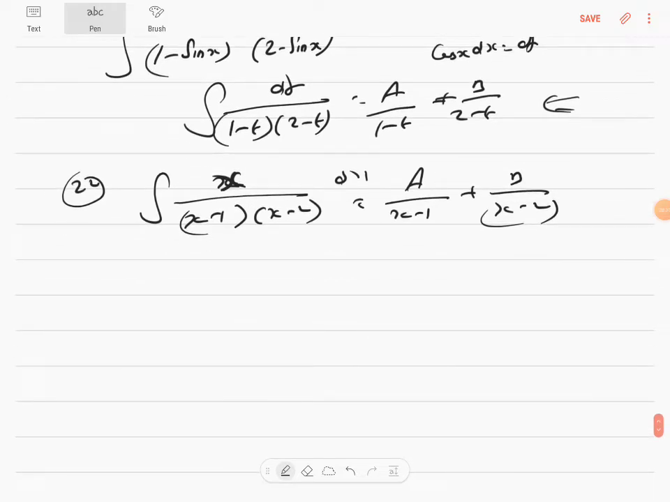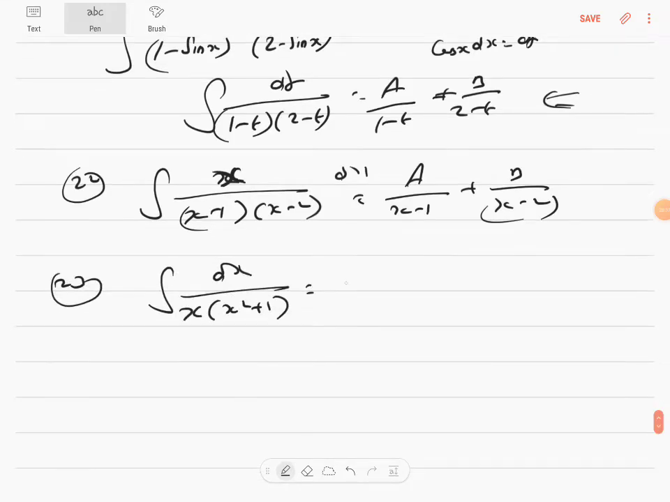Very simple. So the 23rd question is dx by x into (x square plus 1). In this case, you can only do partial fractions, because it is not t dt, and the quadratic is not something you can do by completing the square, since it is x into (x square plus 1). So a by x plus (bx plus c) by (x square plus 1).